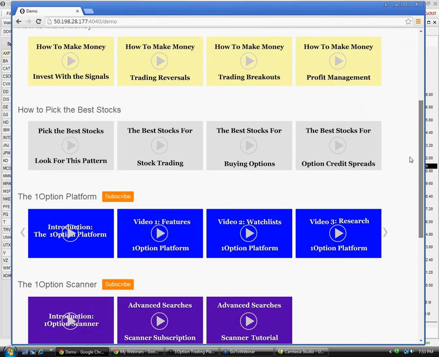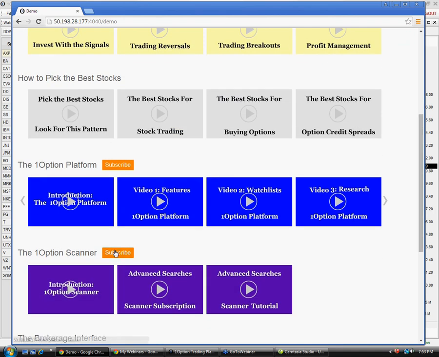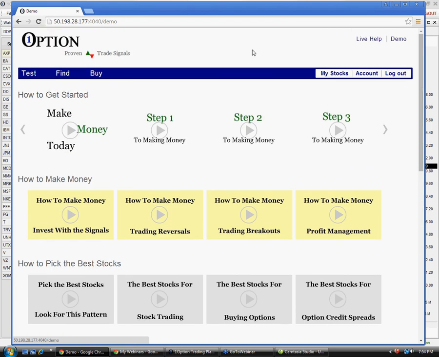So if you go to the demo page, you can see the subscribe buttons for the platform and the scanner. My plan is to ease people into the trade signals and then to send out emails and say, hey, listen, thank you for subscribing to the symbols, but there's something that you should know about. It's the platform, which really makes all of this a lot easier.